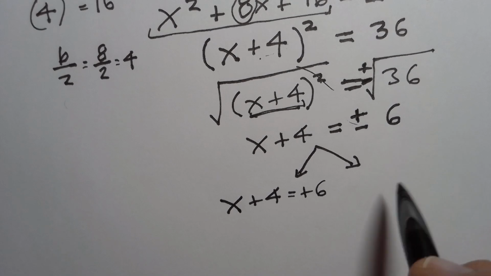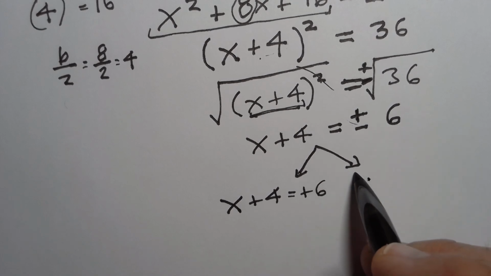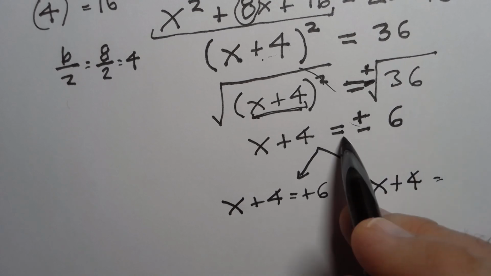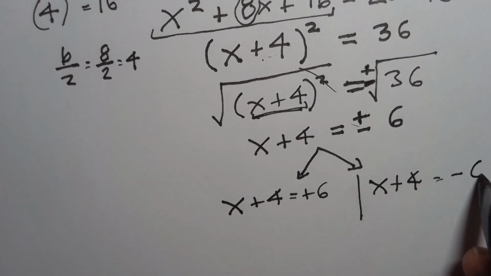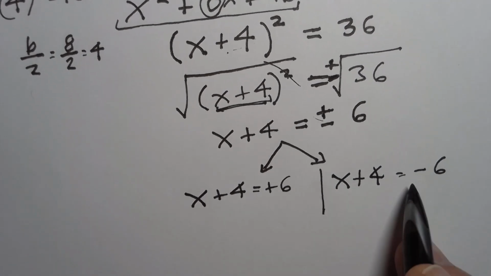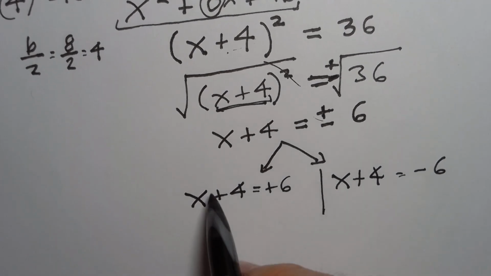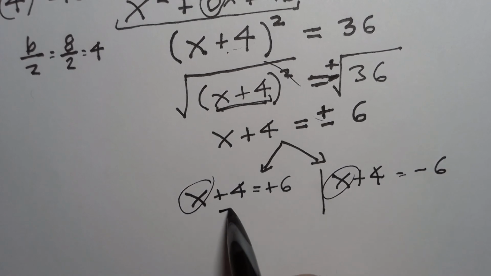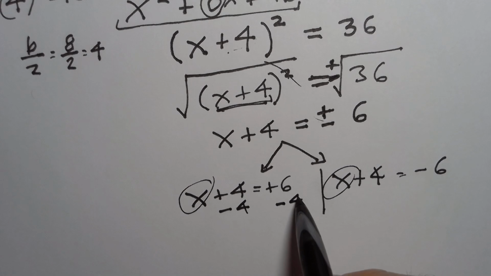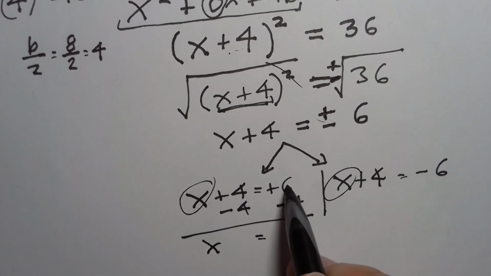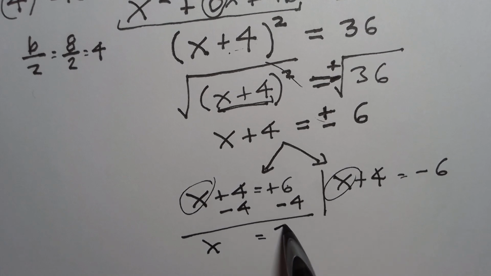And then I'm going to rewrite the same thing over here, we'll split it in half. X plus 4 equals, and I'm going to use the -6 side. So all I've done is split it into two equations here, and we're going to solve for x in both of these. This is a plus 4. I subtract 4 from both sides. So I've got x is equal to positive 6 minus 4 is 2.